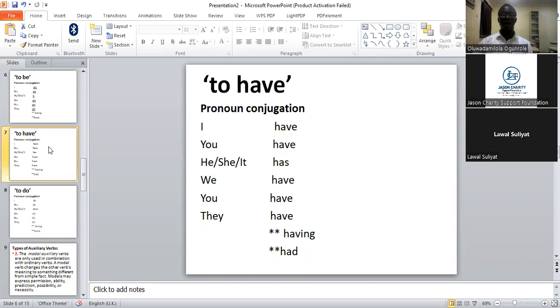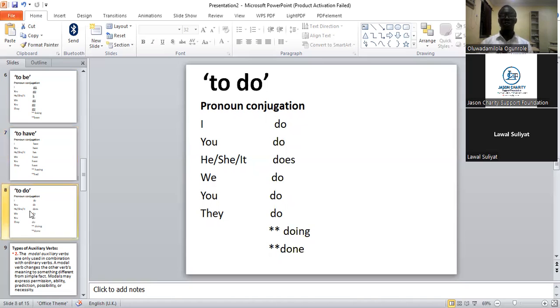And proceeding to have, as I have said earlier, we have I have, you have, he or she or it has. Then we have we have, you have, and they have. In the progressive form, we have having, H-A-V-I-N-G, and in the perfected form, we have had, H-A-D. Moving on to do, once again, I said we have I do, you do, he or she or it does.